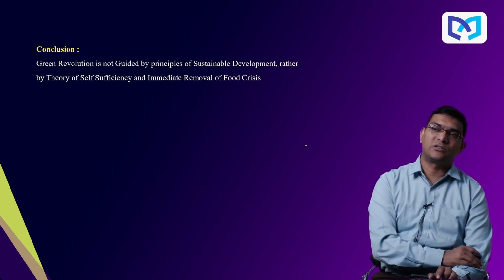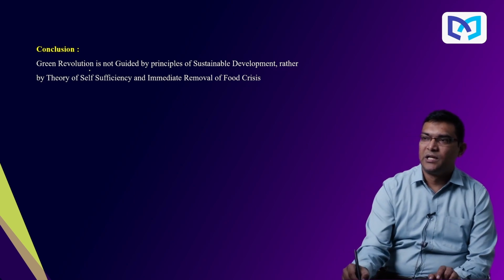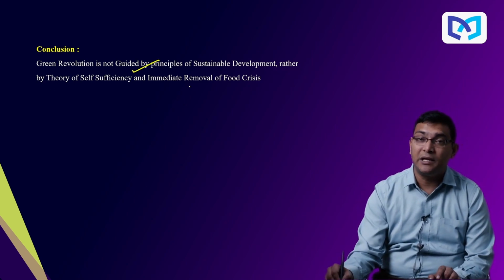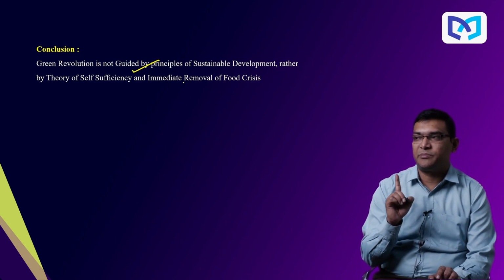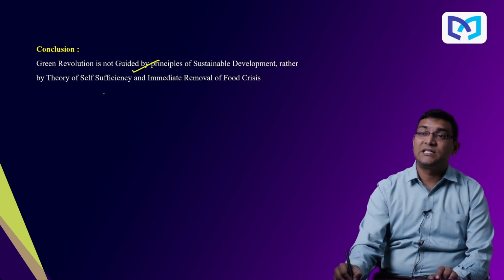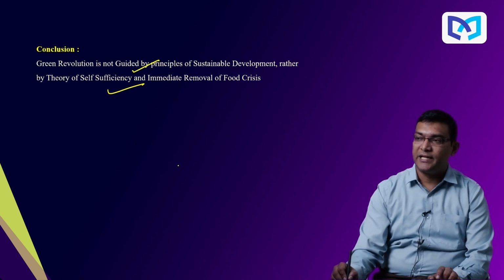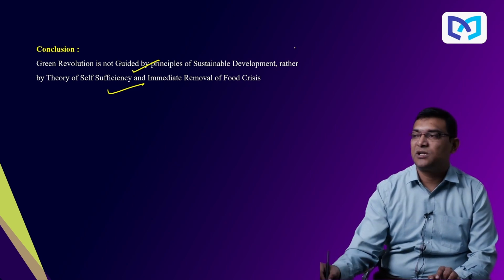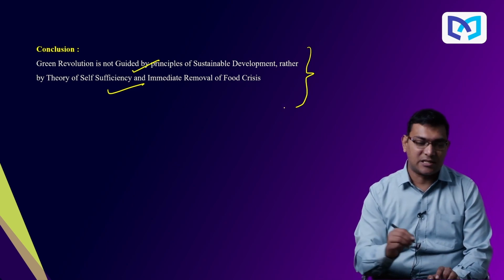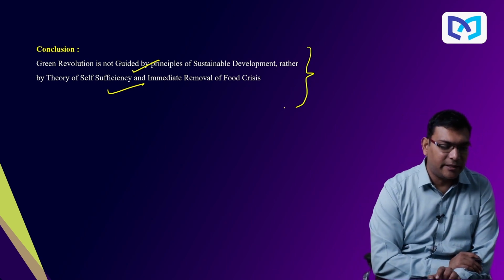Now, what is a conclusion that can be given? Green revolution is not guided by principles of sustainable development. Rather, it is a theory of self-sufficient and immediate removal of food scarcity or crisis. So this was mainly the thing about your green revolution.